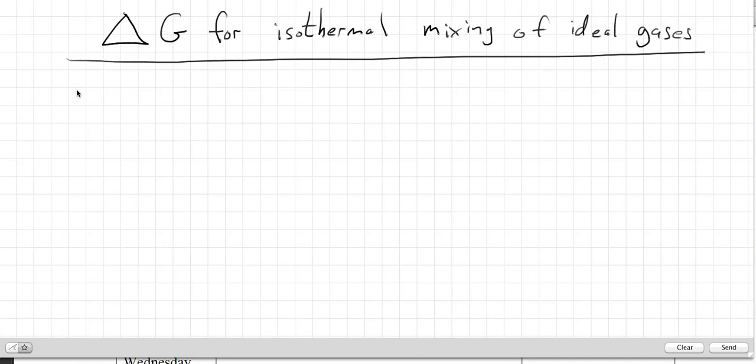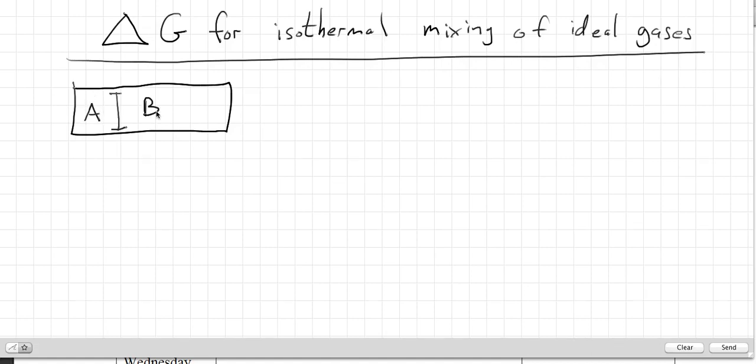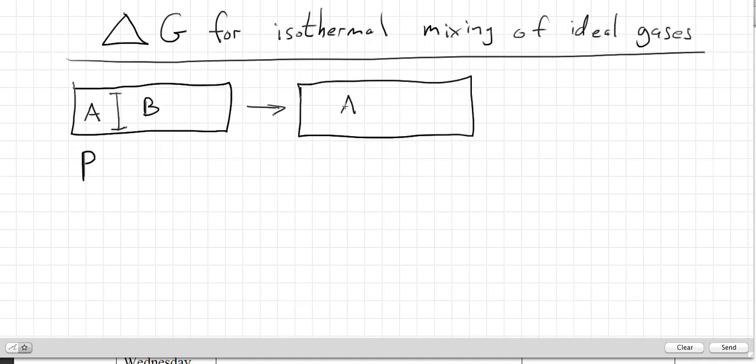Let's look at the delta G of mixing for ideal gases. Imagine we've got two ideal gases, A and B, in a container with a frictionless piston. The piston can move back and forth, but it separates the gases. We've got A on the left side and some other gas, B, on the right-hand side, and they're both at pressure P. Okay? And we pull out that barrier. We remove that piston, and now we have A and B mixed together in the container.